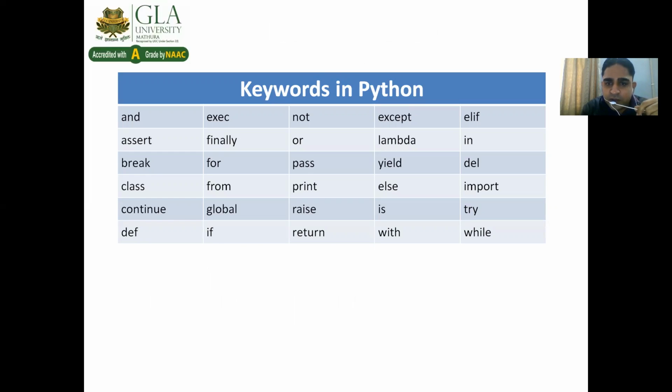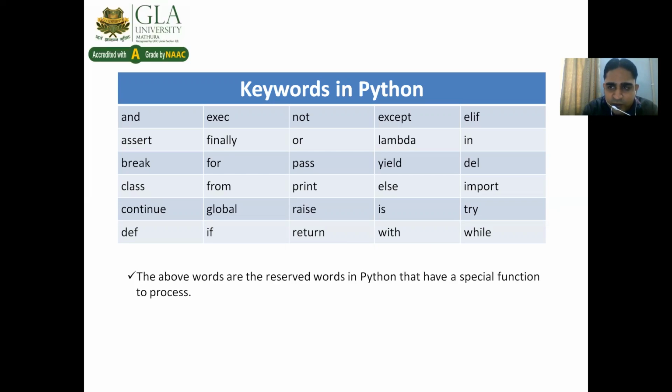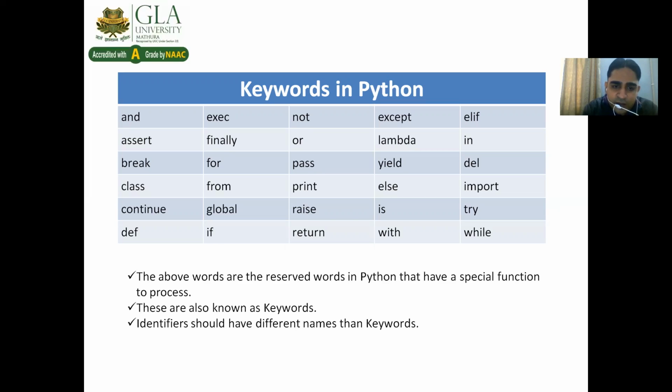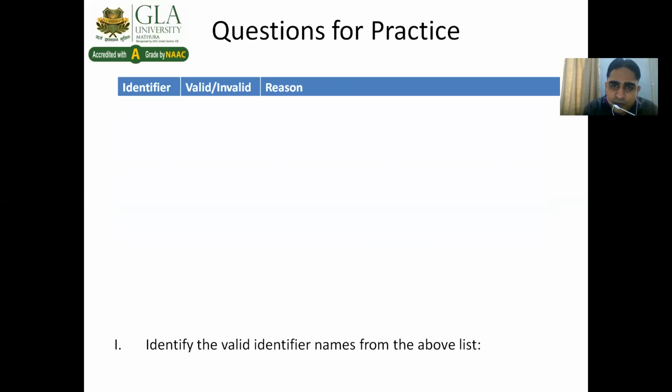Like I talked about keywords in Python, these are all a set of keywords in Python, like and, exec, not, except, elif, assert, finally, or, lambda, in, break, for, pass, yield, del, class, from, print, else, import, continue, global, raise, is, try, def, if, return, with, while. These are all keywords in Python. They all are reserved words, and they have a special meaning. They cannot be used as an identifier in Python, right? So identifier names should be different from keywords.